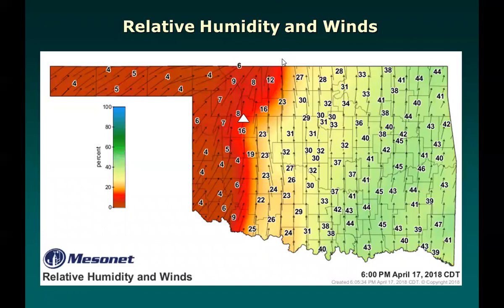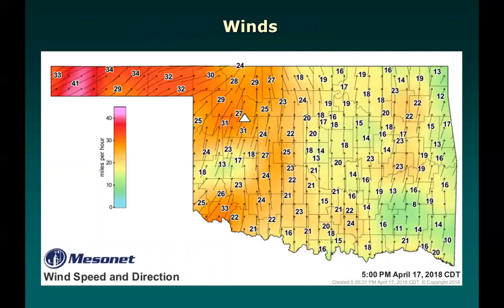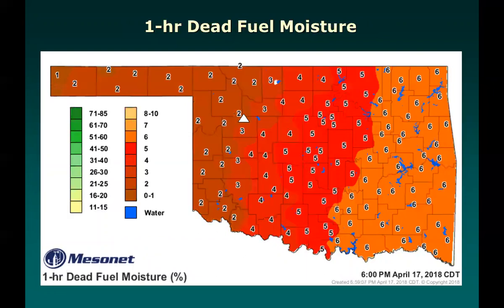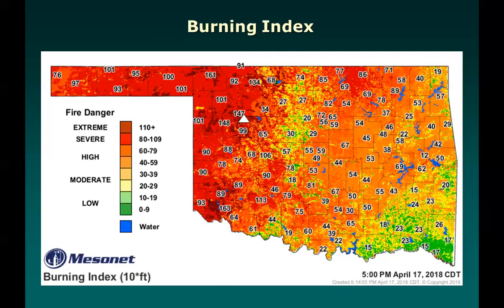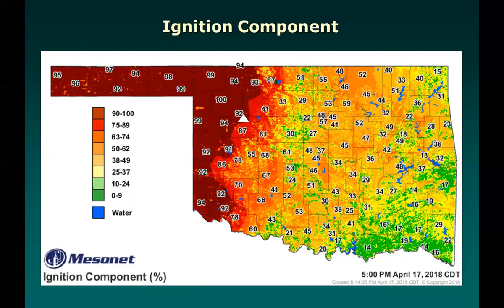You can see there was a dry line located here. So the fire was really expanding and blowing up at that time because it was behind the dry line. Winds, directions, and speeds. 1 hour dead fuel moisture and 10-hour dead fuel moisture. These dead fuel moisture maps are updated every 15 minutes, as are the fire danger outputs, burning index, spread component, ignition component. So this is just some examples.